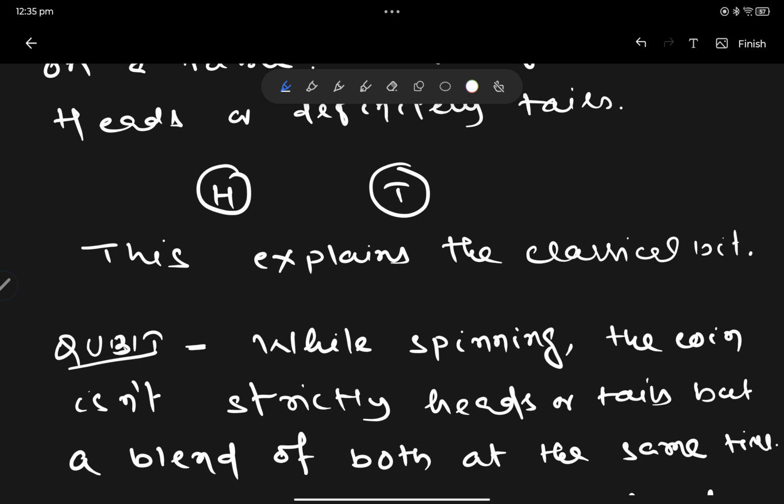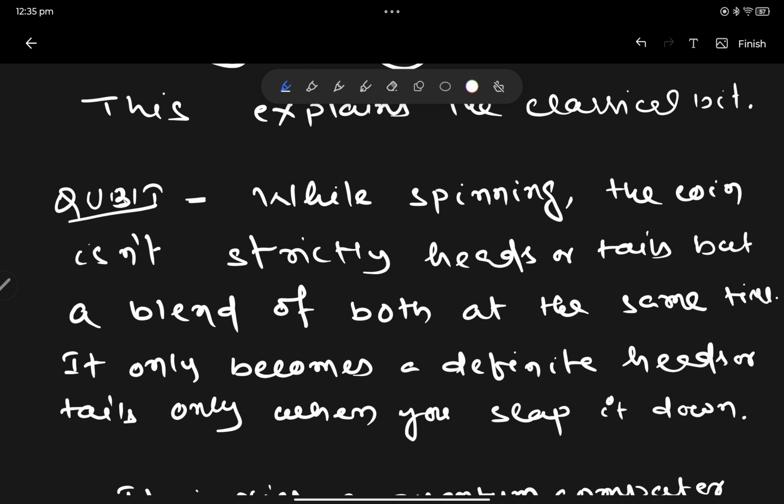Then what is a qubit? Now think of that coin spinning. It is not lying flat, it is spinning. It is simultaneously exhibiting both head and tail. Got it? Hope you understand. While spinning, the coin is not strictly heads or tails, it is a blend of both at the same time. Simultaneously, it exists in both states. It only becomes a definite heads or tails when you slap it down.